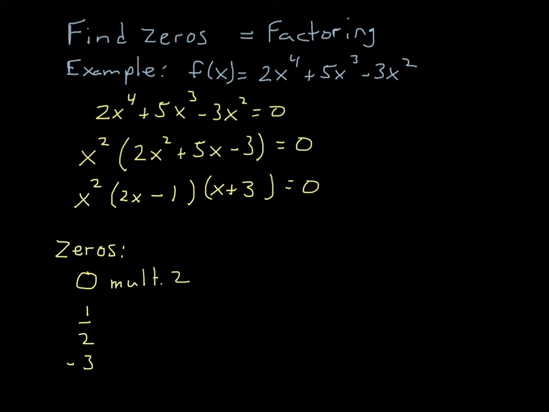So my zeros in this case are the number 0 twice. It's going to cross, so graphically this is going to contain the origin, and 1/2 and -3.